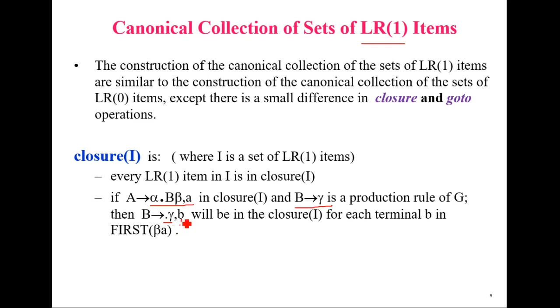Next, we have to compute the look ahead for this new rule. The procedure for computing look ahead is we have to compute first of beta A, where beta is the remaining part. That is, after B we have some symbols. This set of symbols is called beta. We are combining this beta and A. Then we are computing first of beta A. The output of this first of beta A is called B.